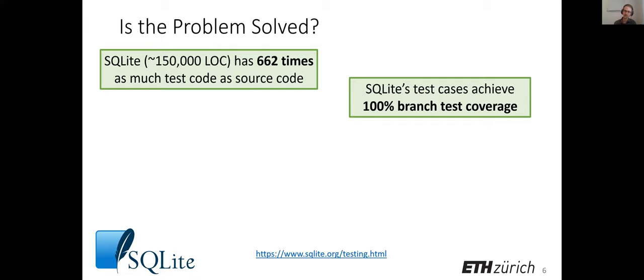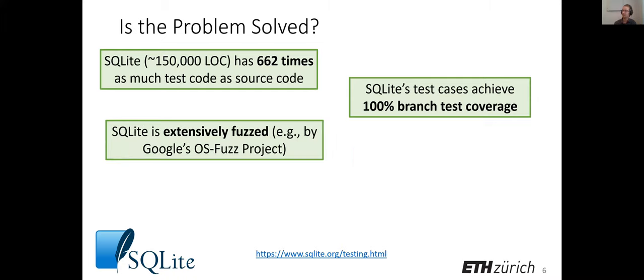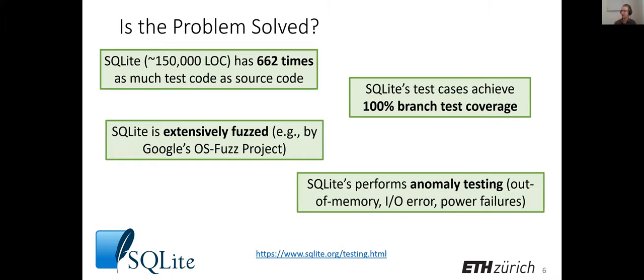Before the talk, we actually tried to discuss that SQLite is also used for such applications. SQLite is also extensively fuzzed, both by Google's open source fuzzing project, but also recently researchers have started looking into this more. And besides typical kinds of testing like unit testing or integration testing, SQLite also does, for example, anomaly testing, where the developers even ensure that the database management system works correctly in the presence of out-of-memory errors, input-output errors, and, for example, power failures.